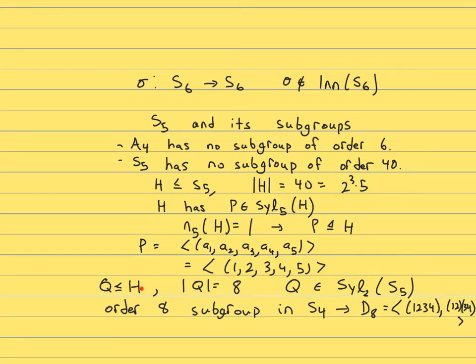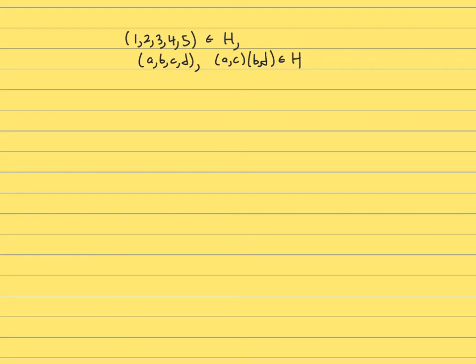So the punchline is H contains a dihedral group of a square, and it contains a 5 cycle. In particular, for our group of order 40, we have this 5 cycle, which up to conjugation, we're assuming we're working with. And we've got a dihedral group of order 8, and particularly we have these permutations. More importantly, we have at least these two.